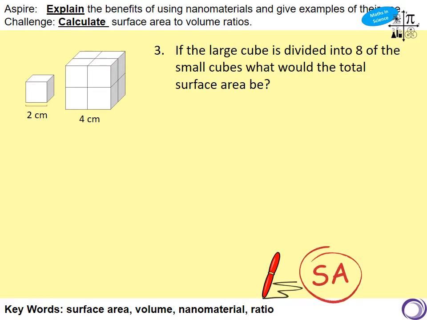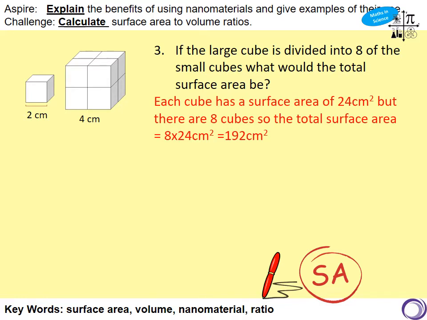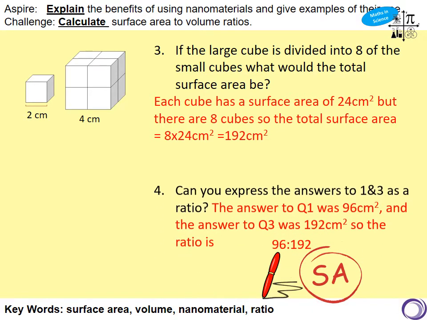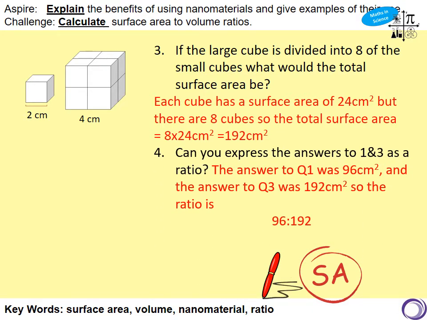If the large cube is divided into 8 of the smaller cubes, each of the small cubes has a surface area of 24 centimeters squared, but there are 8 of them, so that makes 192 centimeters squared. So if we express that as a ratio, the answer from question 1 was 96 and the answer to question 3 was 192. So it's 96 to 192. But as you know, we need to simplify that if it's a ratio. So it's 1 to 2.